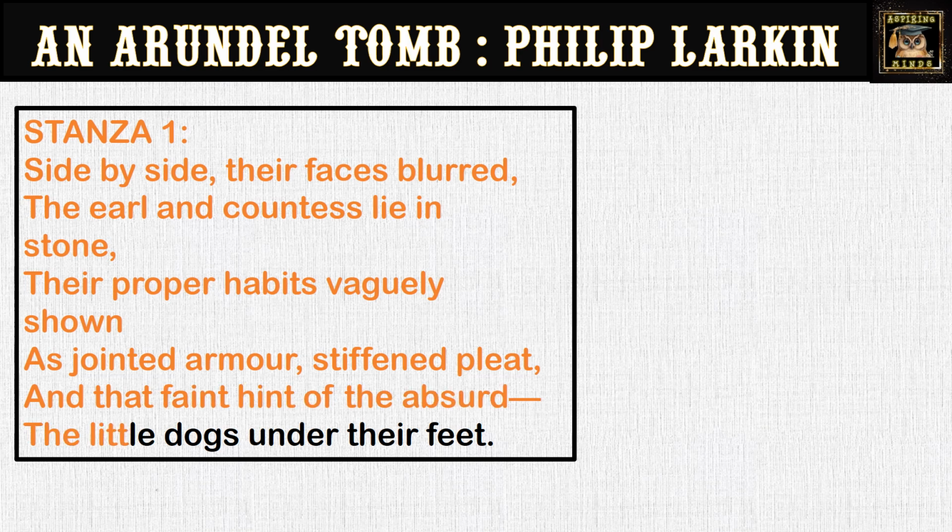The details of their clothing and attire are visible but not in sharp focus. That is why it says that it is vaguely shown as "jointed armor, stiffened pleat." The mention of jointed armor and stiffened pleat suggests the rigid formality and structure of garments, that even when they are being preserved through art, they are being preserved in a very formal kind of clothing.